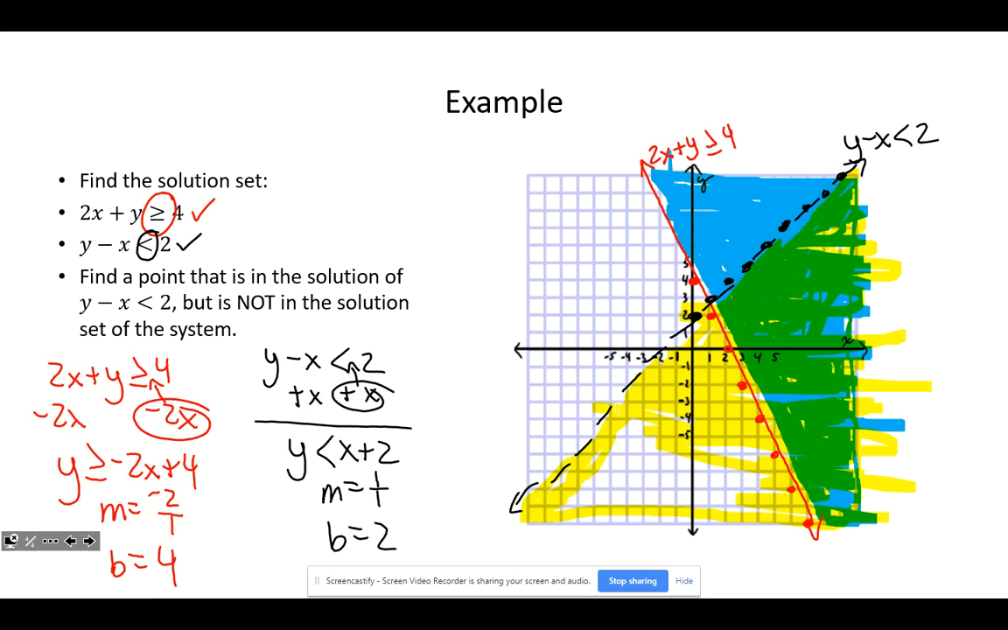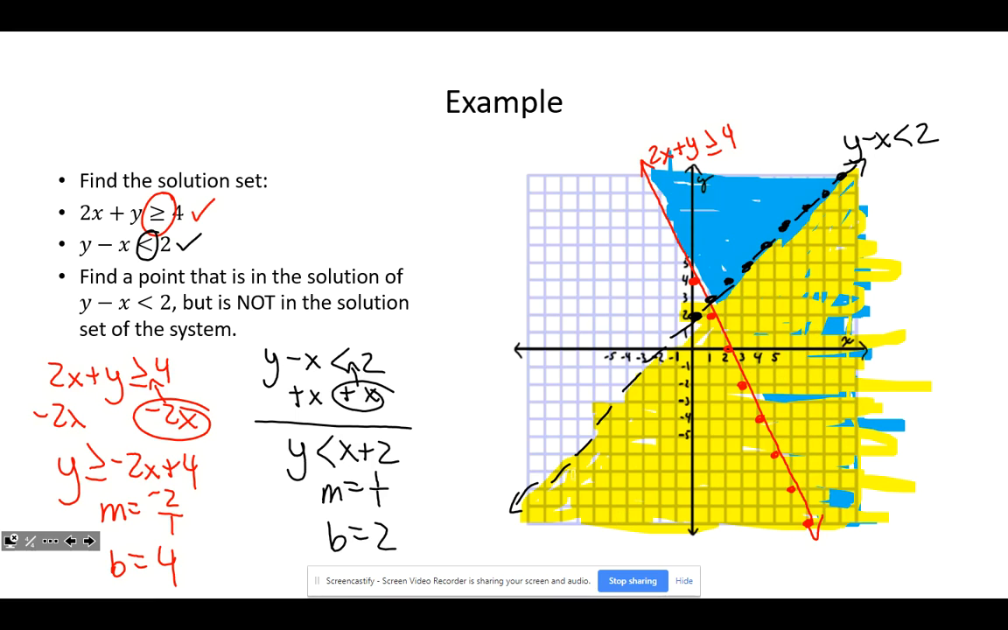And so the follow-up question of which point is in the solution set of y minus x is less than 2, but not in the solution of the system. I want to pick one that's in the yellow. And so I really want to pick one right in the middle, anywhere in this part here. And I'll just pick this one right here since it's right in the middle of the yellow. And that point right there would be -3, -5. So I want to pick one point that's only in the yellow.